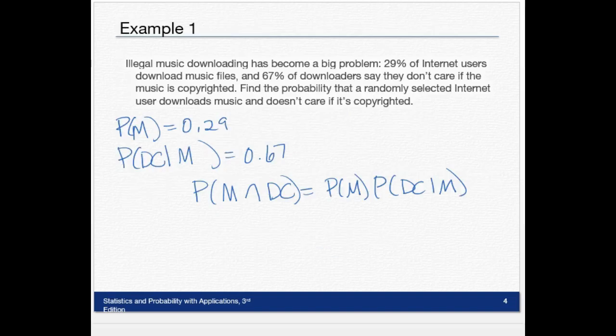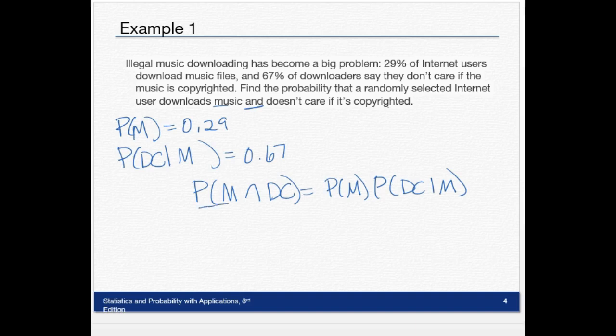Illegal music downloading has become a big problem. 29% of internet users downloaded music files. 67% of downloaders said they don't care if music is copyrighted. Find the probability that a randomly selected internet user downloads music and doesn't care if it's copyrighted. Okay, so you're going to have to decipher some things here. What would we want to find? The probability that a randomly selected internet user downloads music and doesn't care.